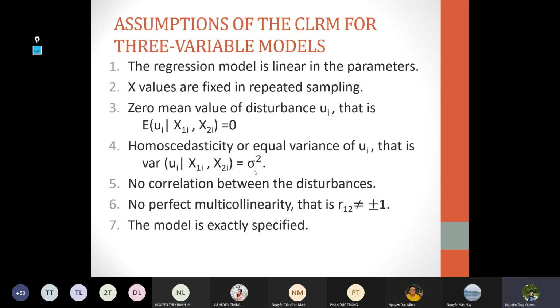So what are the important independent variables? To answer this question, you have to use economic theories. You have to make use of previous research to identify the important independent variables for your model. And also you have to specify the functional form of the population regression model. Those are the basic assumptions of the classical linear regression model.